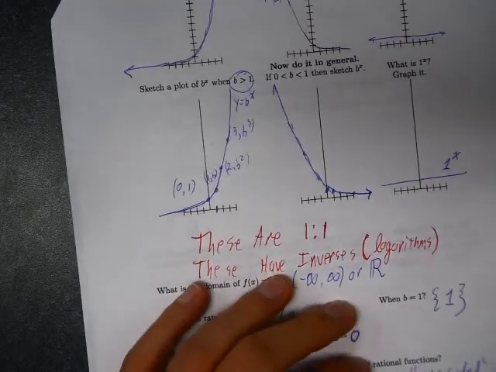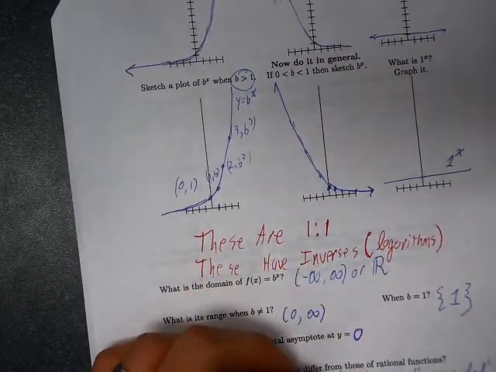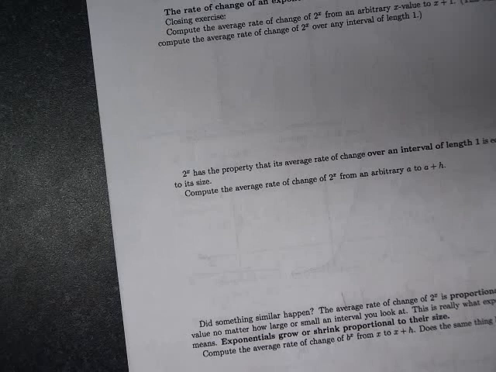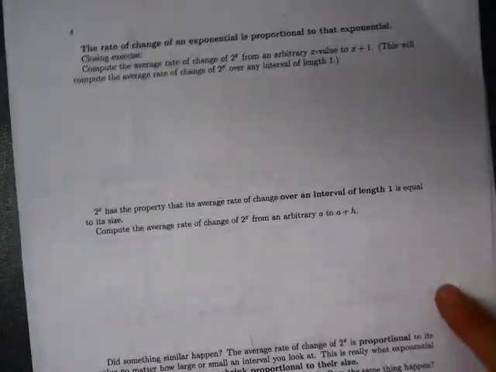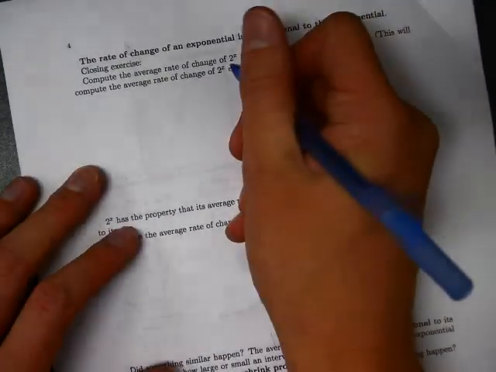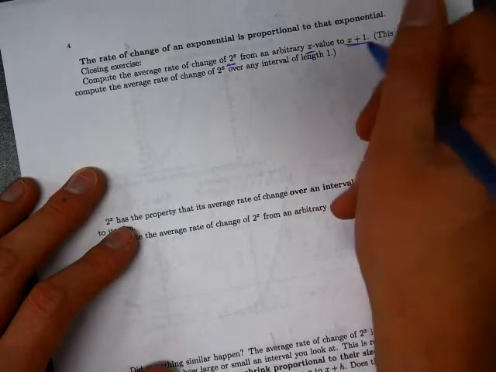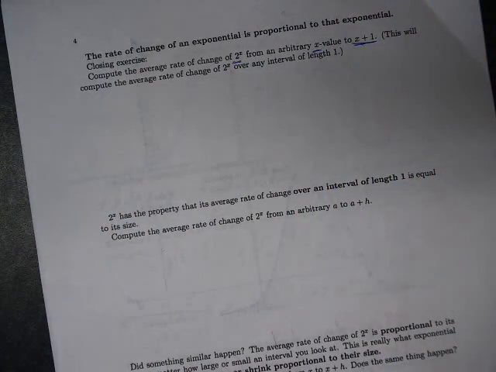So let's do one last thing. Let's talk about rates of change. And if you like, this is a good opportunity to also remember what average rate of change means. So let's pick some arbitrary x value. Let's find the average rate of change of the function 2 to the x from x to x plus 1. What's the definition of average rate of change? Change in the y's divided by change in the x's. Cool.